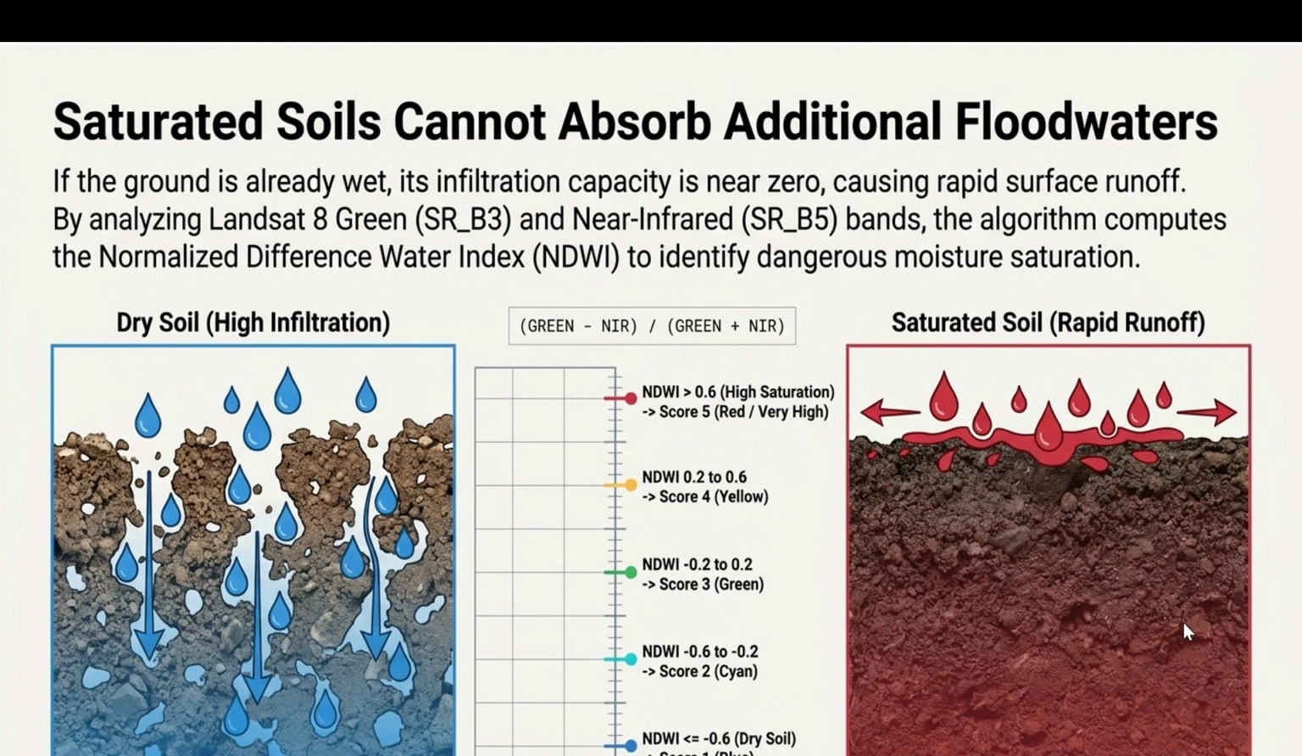So this is the saturation. Saturated soil cannot absorb additional flood water, and if the ground is already wet, its infiltration capacity is near 0, causing rapid surface runoff. By analyzing Landsat 8, we can easily identify this, and the algorithm computes the NDWI to identify moisture saturation.